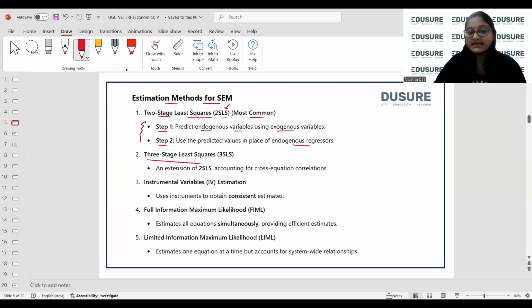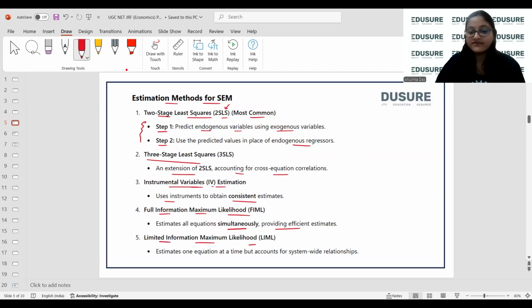Similarly, you have the three-stage least square method. It is just an extension of two-stage least square accounting for cross-equational correlations. Then you have instrumental variable, again a very important method in case of simultaneous equation model, which uses instruments to obtain consistent estimators. Full information maximum likelihood estimates all the equations simultaneously, providing efficient estimates. So I have given you a single-line description of each method for your convenience. But if you only remember the name, that will also be enough for your exam.